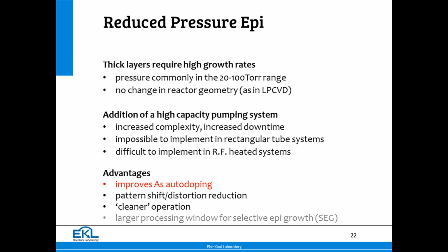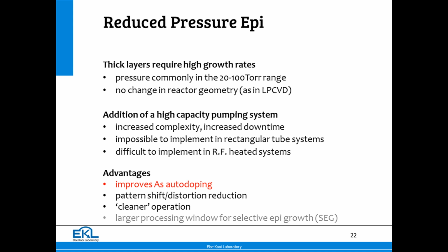Why do we do it then? It improves arsenic auto doping. That is the one and only reason that reduced pressure epi was developed in the end of the 70s of last century. But it also has a little bit of an advantage. It improves pattern shift and distortion, but I'm not talking about that today, so we skip it.